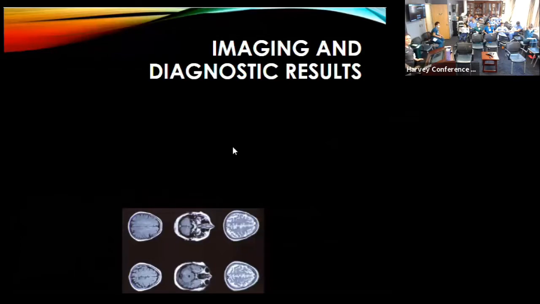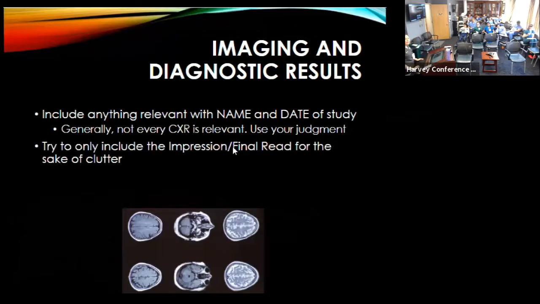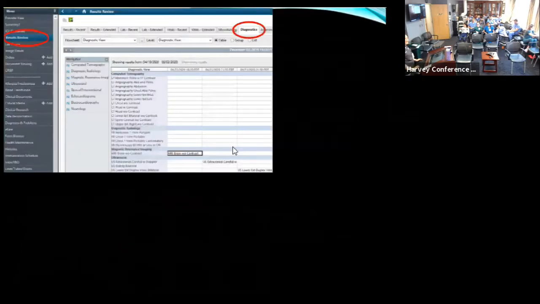Imaging and diagnostic results. Include anything relevant with the name and the date. Remember that not every chest X-ray is relevant for somebody who's been in the ICU, so use your judgment. Don't include extraneous details and clutter. In general, try to only do the impression or the final read, unless the details are actually important. Sometimes they are, and you use your judgment on that as well. So a couple different easy copy-paste ways to do this.